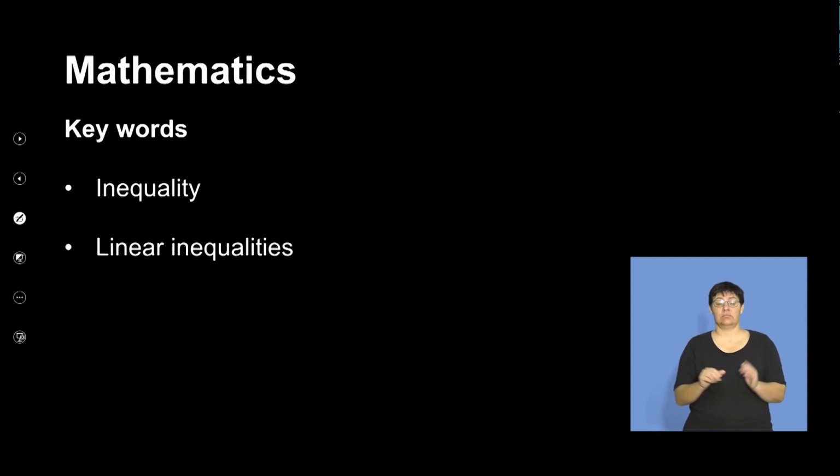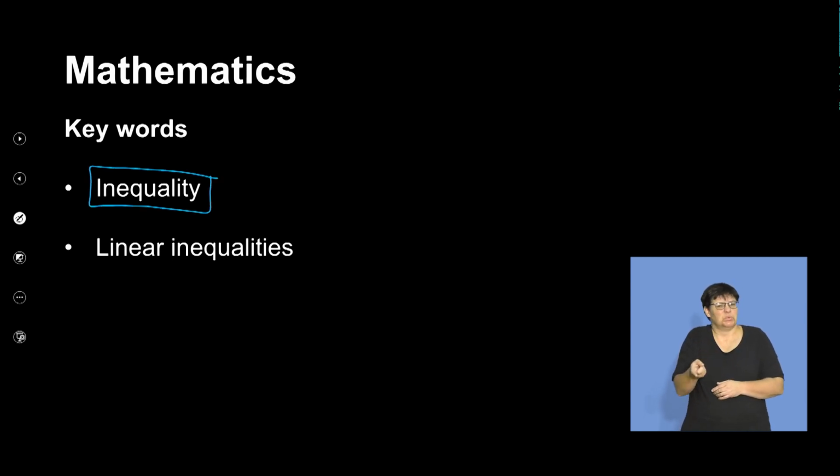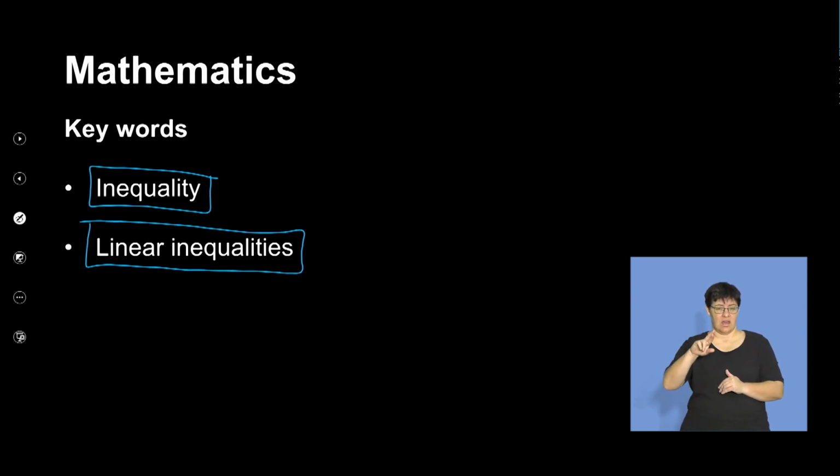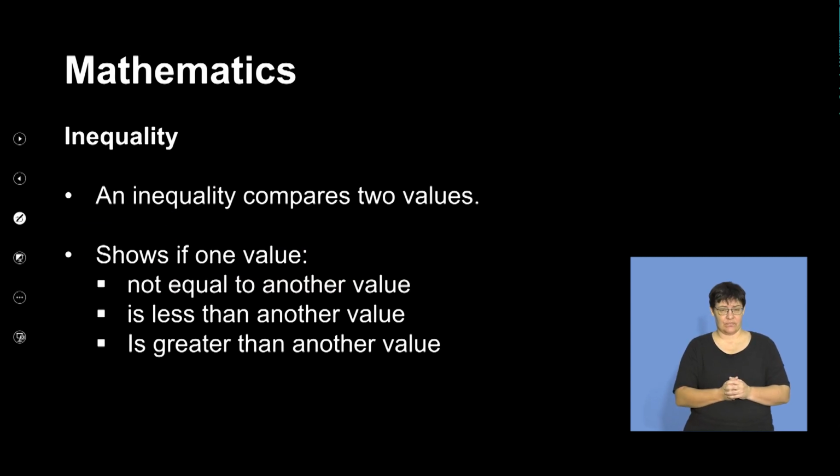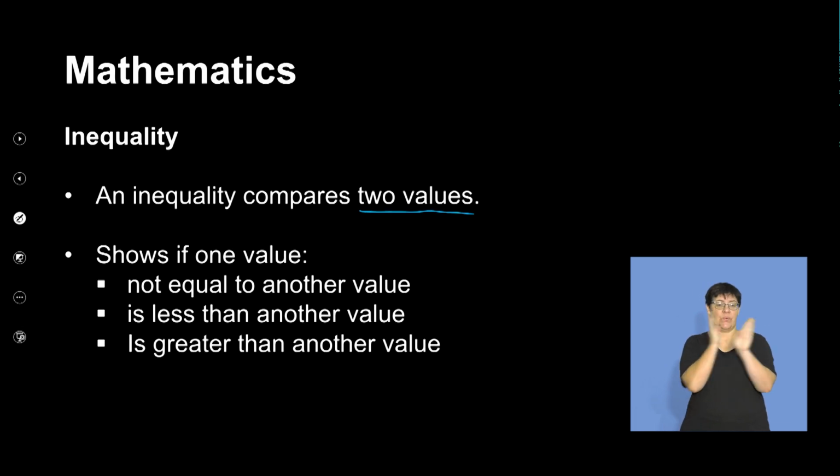The keyword for this lesson is inequality. We're going to look at what exactly an inequality is, and then we will make it a linear inequality and try to see how we talk about a linear inequality. Now, an inequality compares two values. What does this mean? It means one value might be bigger than the other value, or it might be smaller than the other value, or it might not be equal at all. So this shows whether one value is equal to another or not equal to another.